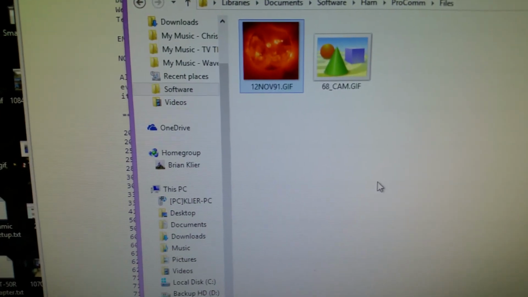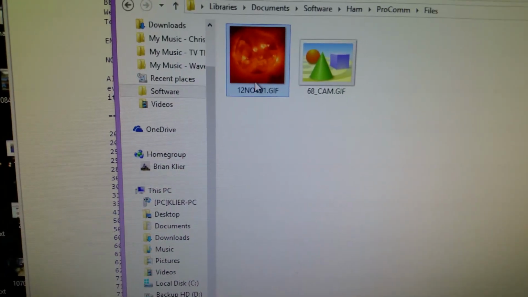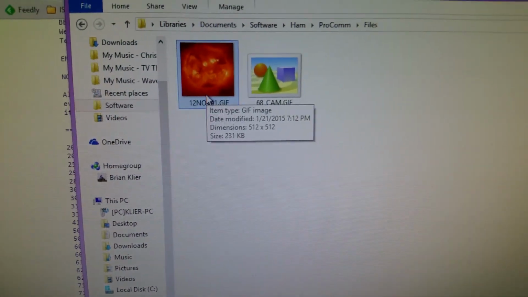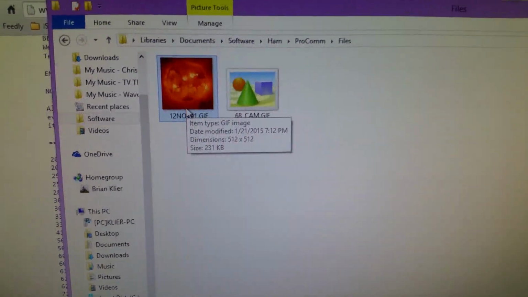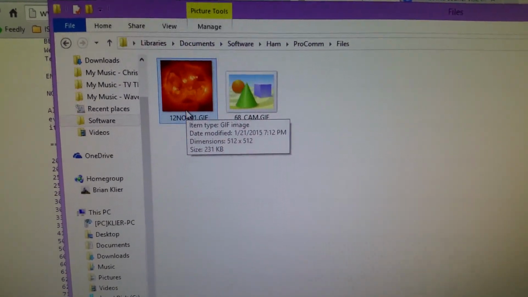It took about 10 minutes to transfer this graphic of the sun that I previously downloaded. Truly incredible that we made it through that period, but at that period in time, 9600 baud was fast stuff.